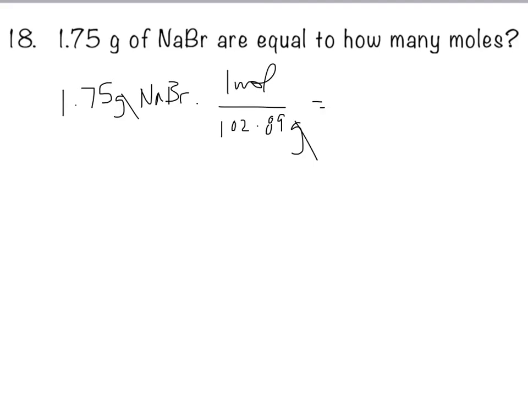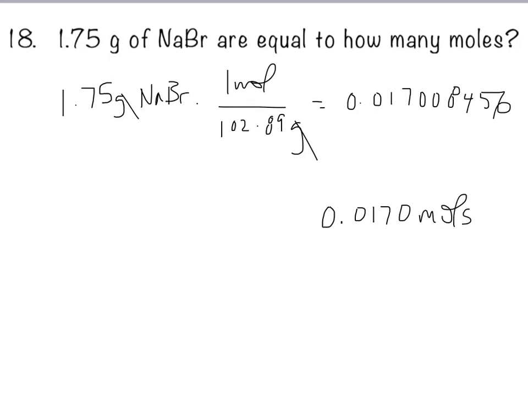My calculator is going to report 0.0170084556. I'm limited to 3 sig figs because the only measurement has 3 significant figures. This answer is going to be 0.0170 moles. Do not forget that last 0 because that's the one that makes it 3 sig figs. The leading 2 zeros are non-significant.